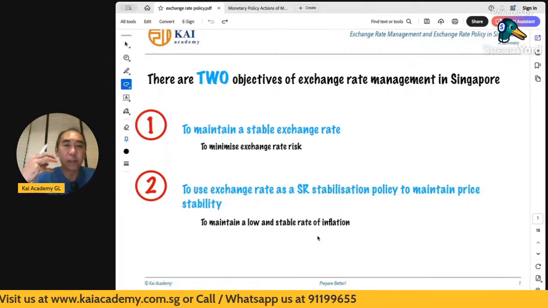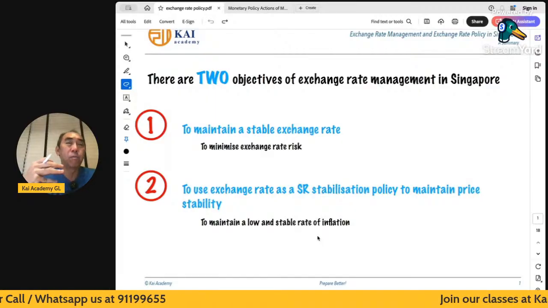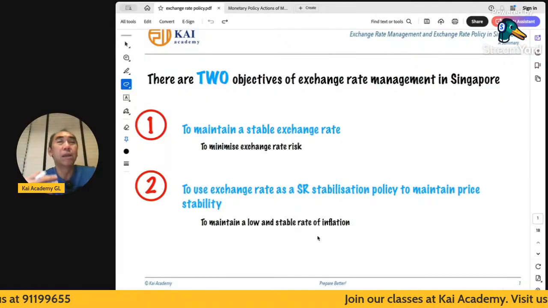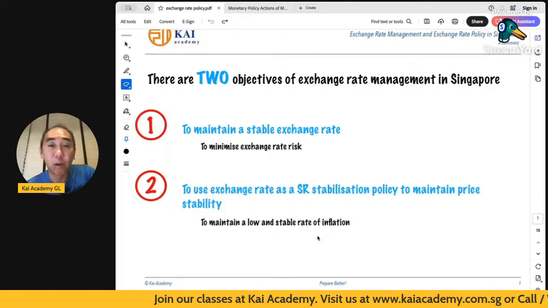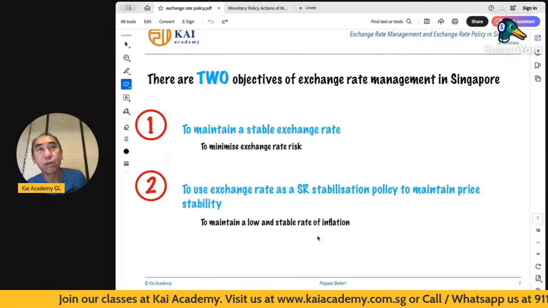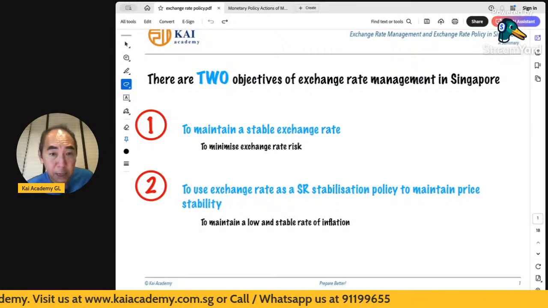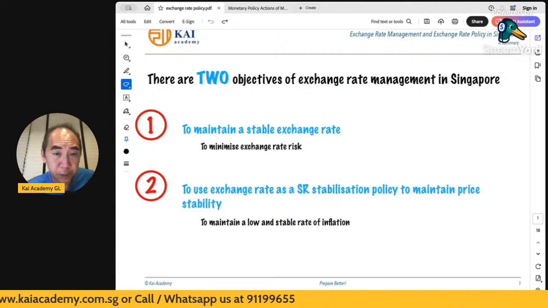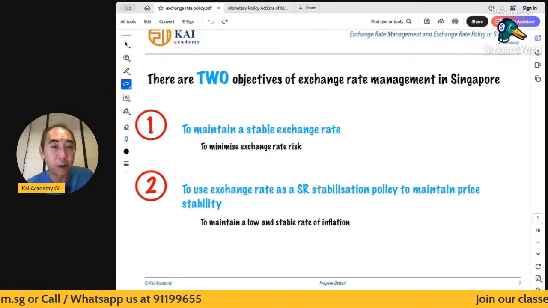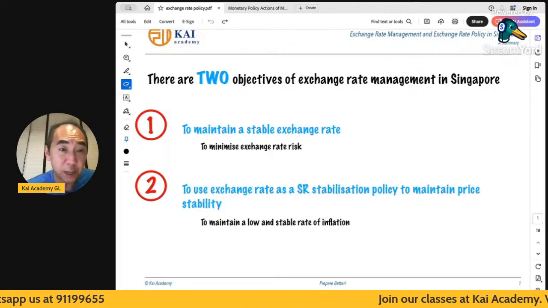So at the point of transaction or the point of a contract, versus the point of payment, if the exchange rate changes, then this can affect the company's revenue as well as costs. It's because Singapore is a country that trades a lot with other countries, so the export and import risk of exchange rate fluctuations become very significant.